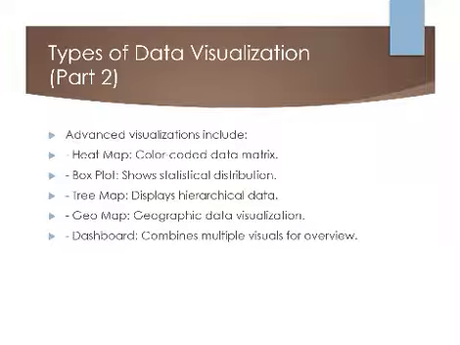The advanced data visualizations also available include, first, the heat map, that is a color-coded data matrix. The second is the box plot that shows statistical distribution. The next is the tree map that displays hierarchical data. Geomap is geographic data visualization, that time we use a geomap. Dashboard, where we combine multiple visuals for an overview.